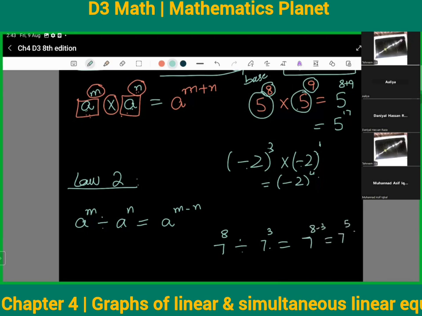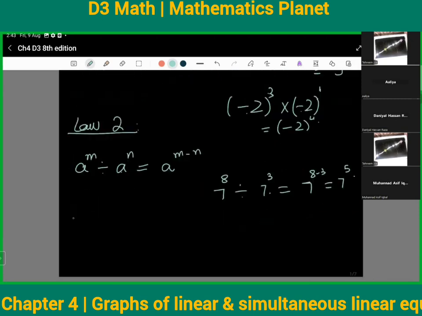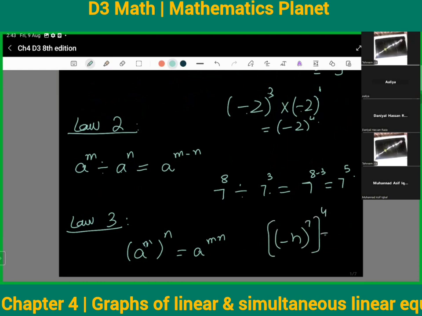Now coming to the third law of indices. a to the power m, all to the power n. If the index has another power, we can multiply both of them. For example, if you have minus h to the power 7 and it has another power 4, what will be the answer? Minus h to the power 28. You will multiply 7 into 4, 28. Clear? Yes, teacher.